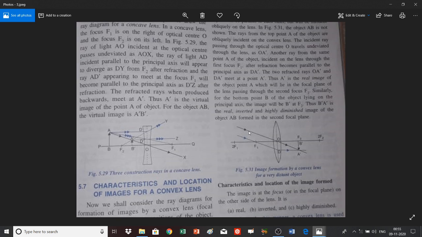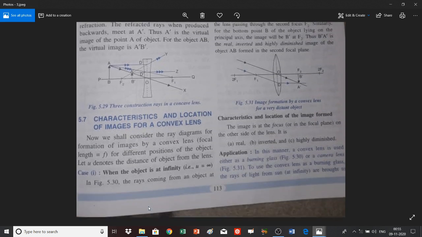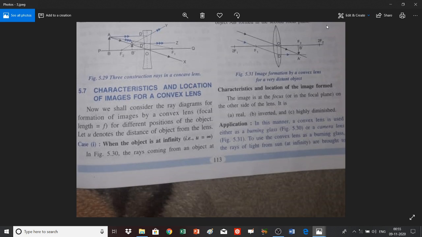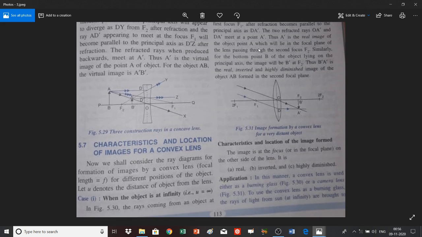This is another example, and see here in this case what happens. This is the lens, and you know that this is the principal focus f1, and this is the other principal focus f2. Consider that OF1 is the focal length, that is f. So OF1 is f, obviously OF2 will also be f.